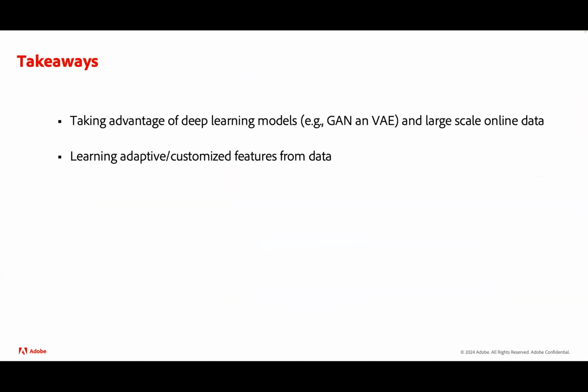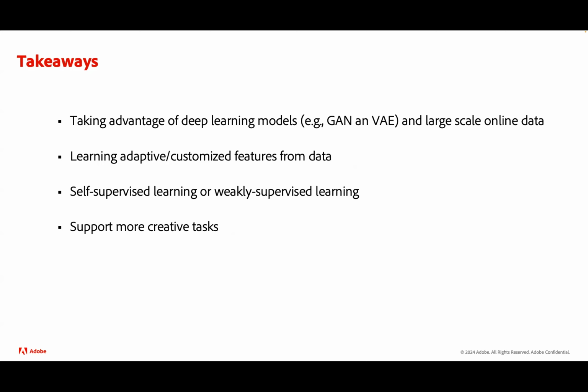So there are some takeaways for this early deep learning stage. You can see people are already taking advantage of deep learning models such as GAN, VAE, and also large-scale online data. They are trying to learn adaptive and customized features from data rather than using human handcrafted features. And because graphic design data is really hard to label, if you're using Amazon Mechanical Turk, you can only have a limited number of annotations. So there is lots of work using reconstruction, self-supervised, or weakly supervised learning to learn those features and generations. And you can also support many creative tasks, such as the font style transfer we were showing previously.